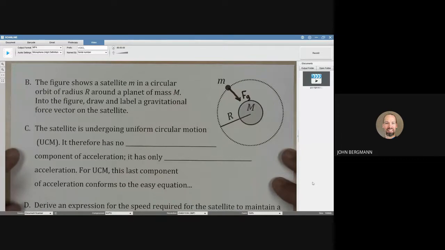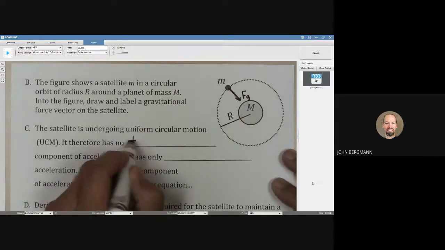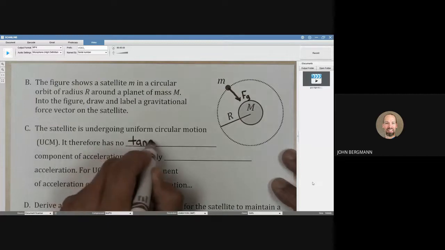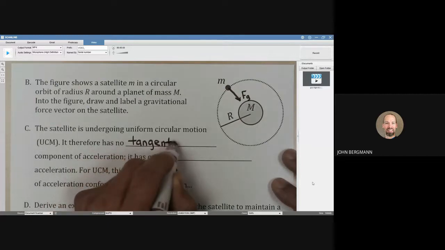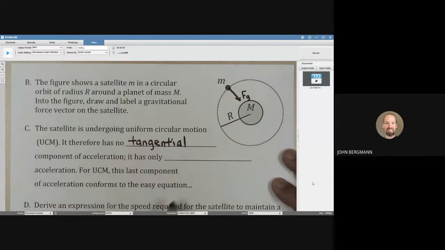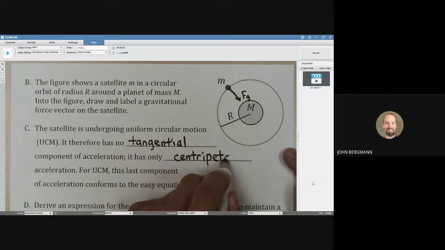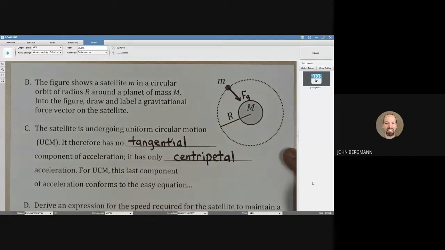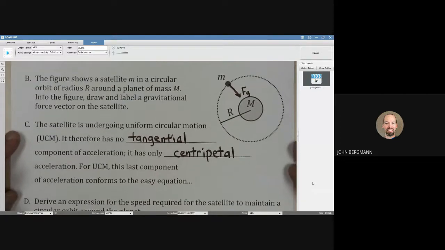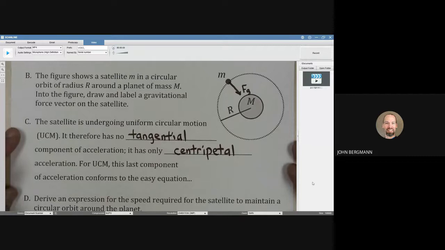The satellite is undergoing uniform circular motion. It therefore has no tangential component of acceleration. It has only centripetal acceleration. It's not going faster, faster, faster, faster. That would be tangential acceleration, or slower, slower, slower. It only has centripetal acceleration, which serves to change the direction.